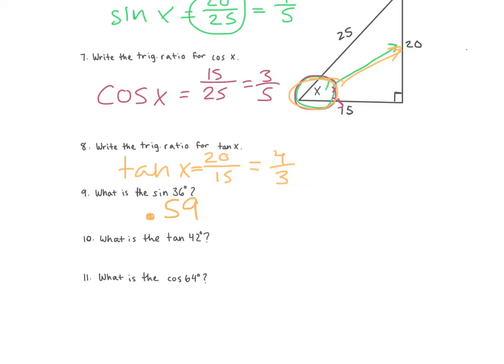Let's say we don't have a scientific calculator, but the phone does? You cannot use your phone or iPad for the quiz. So you need a calculator that has sine, cosine, and tangent. What about the tan of 42? 0.90. Everybody agrees? Yep. And what about the cosine of 64? 0.44.